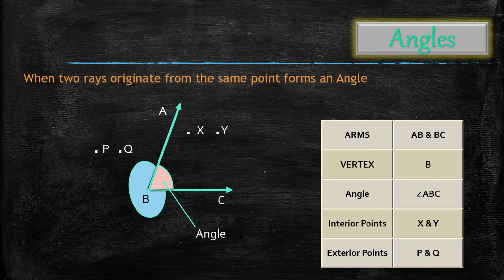Now moving on to the angle. This angle can be read as angle ABC, and it can be written as angle ABC. Can you see this? Angle ABC. Now the interior points of the angle are point X and point Y, and the exterior points are point P and point Q. Why? Because the part inside the angle is called the interior and the part outside the angle is called the exterior.